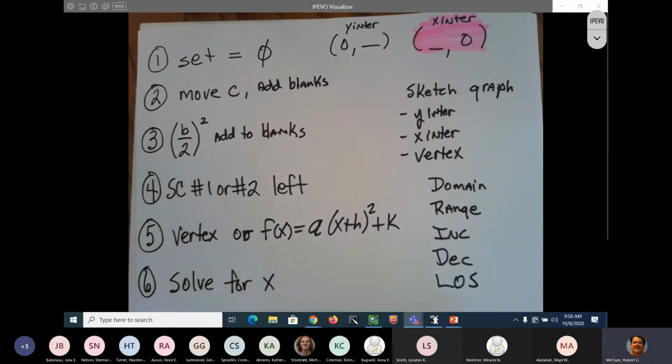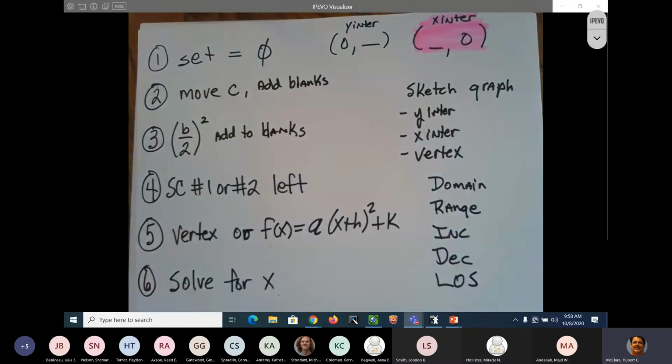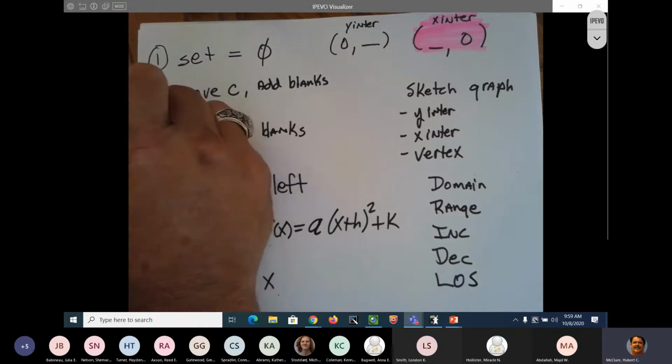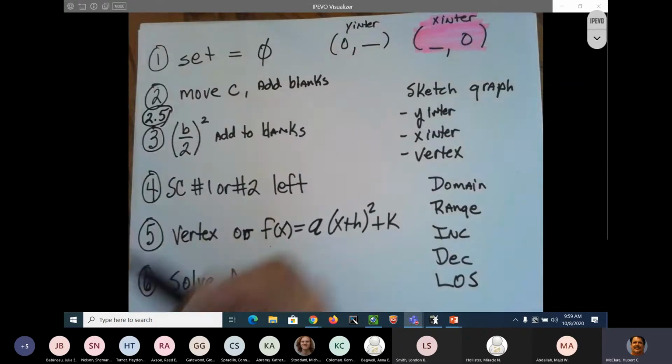Now, there's one more step that we're going to add right in here when we get to level 5. So be sure to, we're going to add a step in here, right? In here, we're going to add a 2.5 later. So you might want to leave a space in there for a 2.5 when we get to level 5.